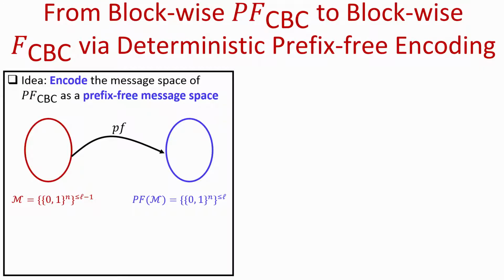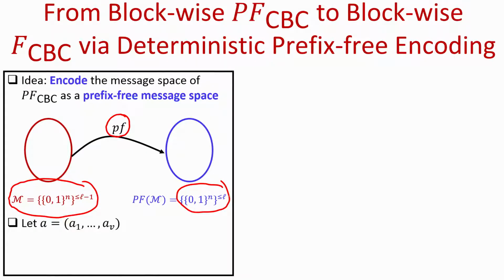What basically it means is that imagine you have a message space for the prefix free PRF consisting of up to L minus 1 blocks, each of size n bits. What we will do is apply some mapping or encoding function which I denote as PF, and the encoded message space will now consist of a sequence of blocks, up to little l blocks, each of size n bits. And the mapping is done as follows.